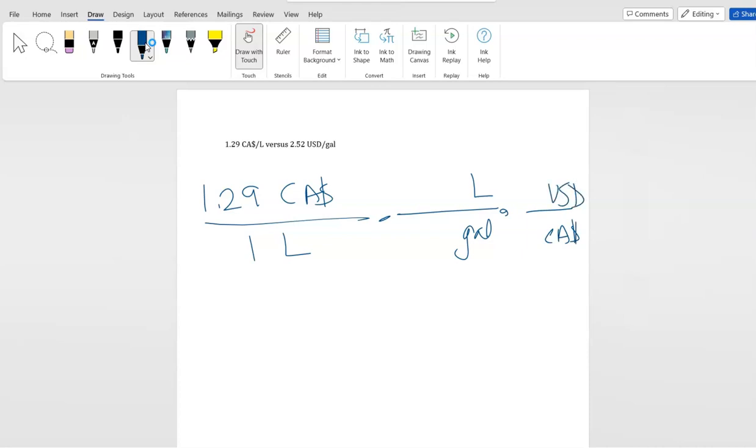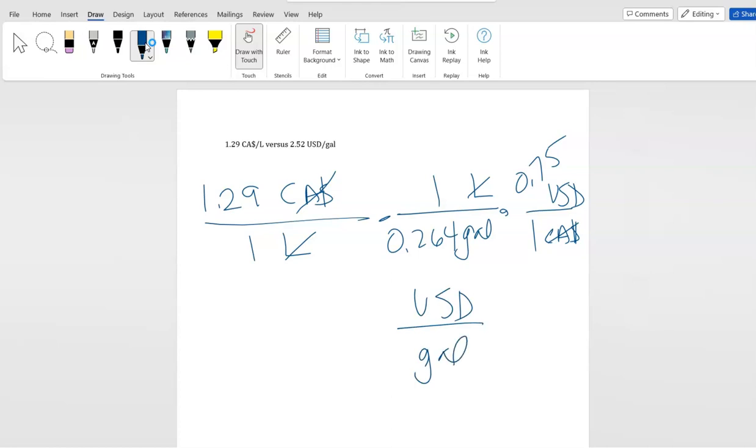So now I'm going to fill in my conversion rates. The conversion rate is 0.264 gallons per liter. This is just off your cheat sheets. I don't expect you to memorize this, just know this. If you look up the current Canadian to US exchange rate, it is 75 cents on every Canadian dollar. So now I can see here that my liters cancel, my Canadian dollars cancel, leaving me with USD per gallon, which is what I want.